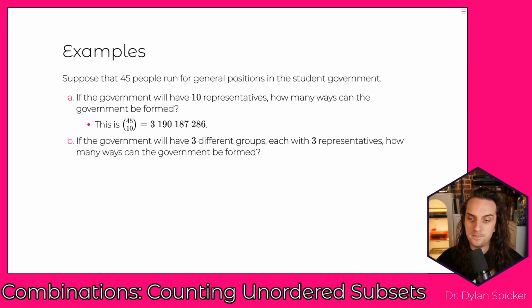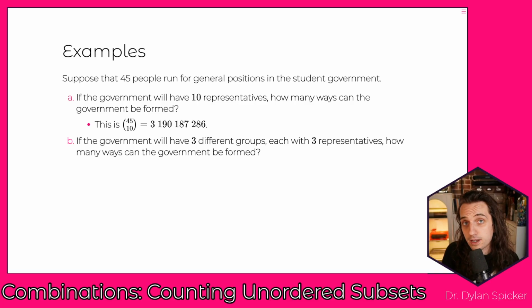Now, if the government has 3 different groups, each group has to have 3 representatives, how many ways can the government be formed? There's going to be a couple of ways of thinking about this, but I think that the easiest way is to treat this as us picking out 3 different subsets. So we want to pick out our first subset, then our second subset, then our third subset.